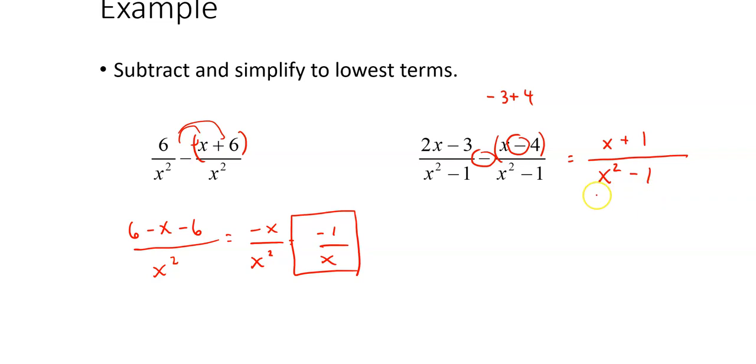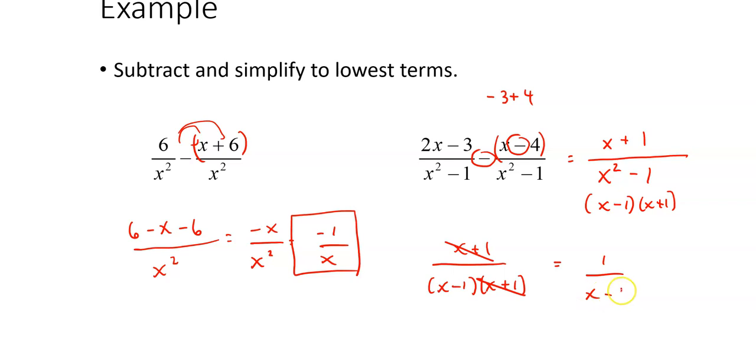Now, it turns out the bottom of this fraction factors. It's a difference of squares. x minus 1, x plus 1. So we're left with an answer of x plus 1 over x minus 1, x plus 1, which means we're not done yet because we have to get rid of the x plus 1 factor top and bottom, and we're left with 1 over x minus 1.